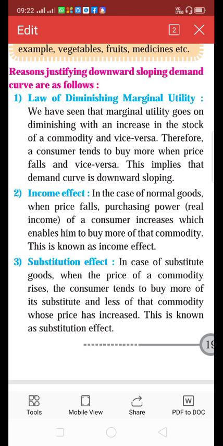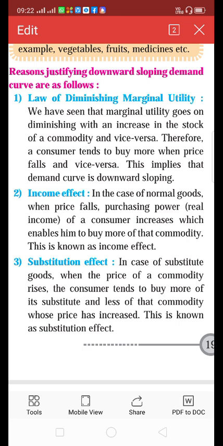Today we will see what are the reasons that the demand curve is downward sloping. Okay, this is my 11th video today, students, and in this video we will see why the demand curve is downward sloping from left to right. Means, what are the reasons.